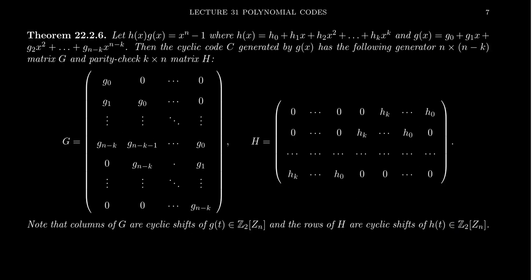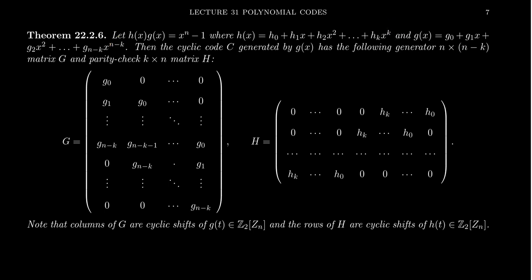And so I'm then going to put this theorem on the screen as we end lecture 31 here, that if we have a factorization of x to the n minus 1 into h and g, right? So let's say h of x equals h naught plus h1x plus h2x squared all the way up to hk x to the k, and g has its decomposition, g of x equals g0 plus g1x plus g2x squared all the way up to gn minus k times x to the n minus k. Now, of course, the sum of these exponents does have to add up to n, so if one of them is k, the other one's n minus k, of course.